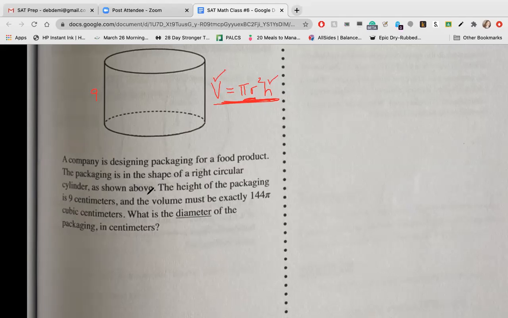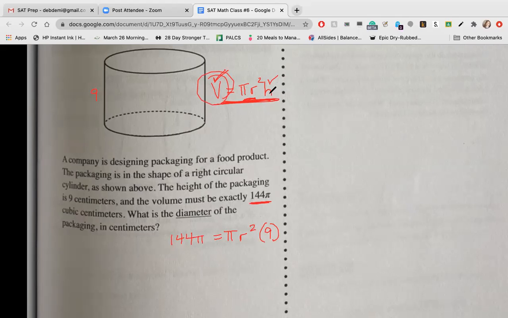Feel free to interact and ask questions and, you know, be unzoomy. So I'm going to put in the volume. It told us that the volume is 144 pi. So I put that where the V is. V, volume, equals pi. We don't know the radius, so I'm going to leave it r squared, but we know that the height is 9. So this one is on the simpler side. You just plug in what you know. V is 144 pi.